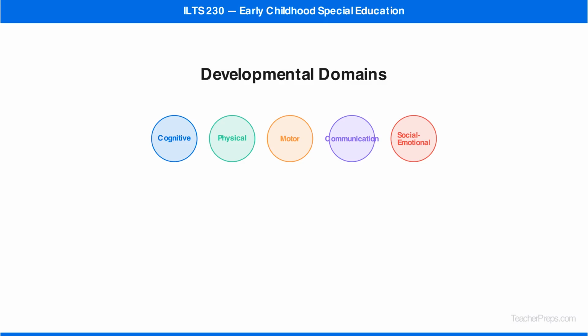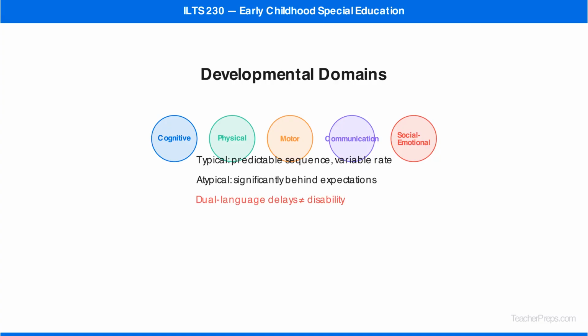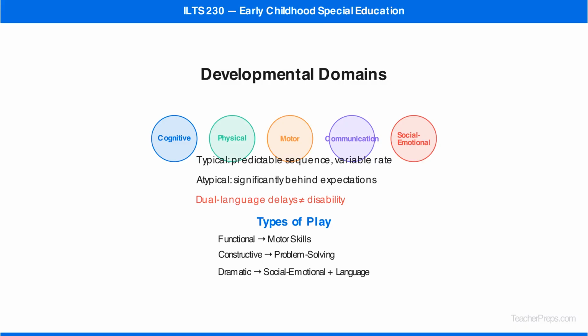You need to know the 5 major domains: cognitive, physical, motor, communication, and social-emotional. Typical development follows a predictable sequence, but the rate varies among children. Atypical development means a child is significantly behind age-level expectations in 1 or more domains. Dual-language learners may appear delayed in English, but this is not a disability. It is a normal part of acquiring 2 languages.